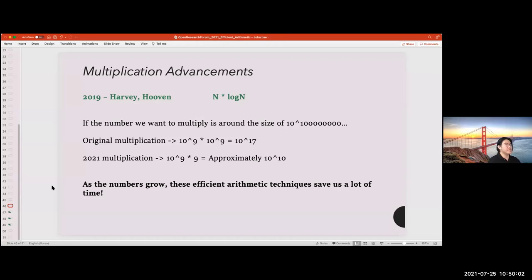And as the numbers grow, as you can see, as the number that we wanted to multiply grew, our efficiency became even faster, and these efficient arithmetic techniques can save us a lot of time. But there are even more.